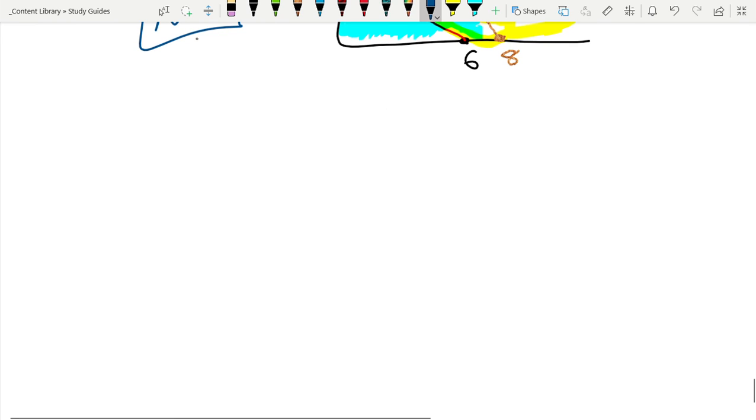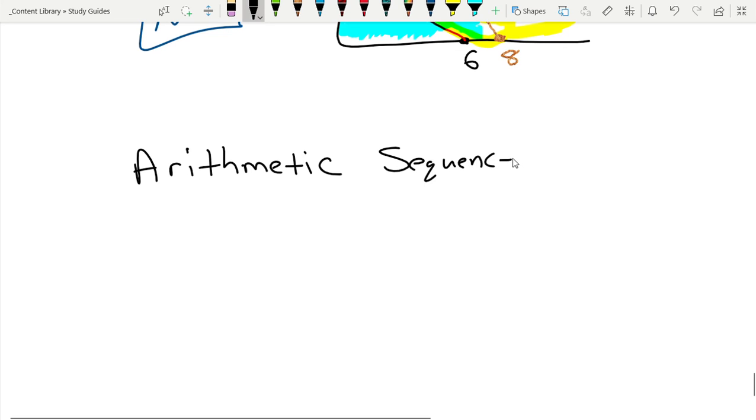And then finally on to our last topic of this unit, which was an arithmetic sequence, or arithmetic sequence as well, however you want to pronounce it. In an arithmetic sequence, there's one thing you're looking for and one thing only. There's a common difference between the numbers.